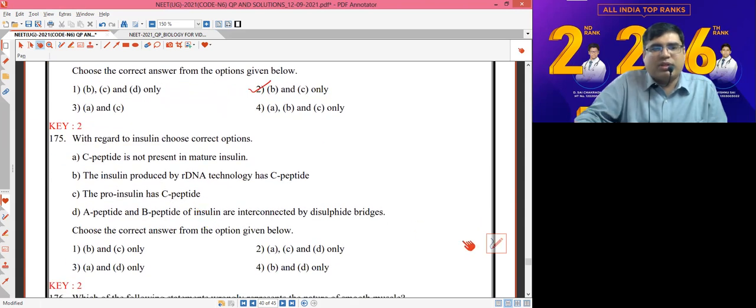Next question. With regard to insulin, choose the correct statement. Okay, so here we can observe that C peptide is not present in mature insulin. Yes, of course, correct. NCERT-based questions only. Then next, pro-insulin has C peptide. Yes, it has. If I ask about insulin produced by recombinant DNA technology, does it have C peptide? No, not at all. And finally, A peptide and B peptide of insulin are interconnected by a disulphide bridge. Again, the structure is even given in the NCERT. So here is this one.